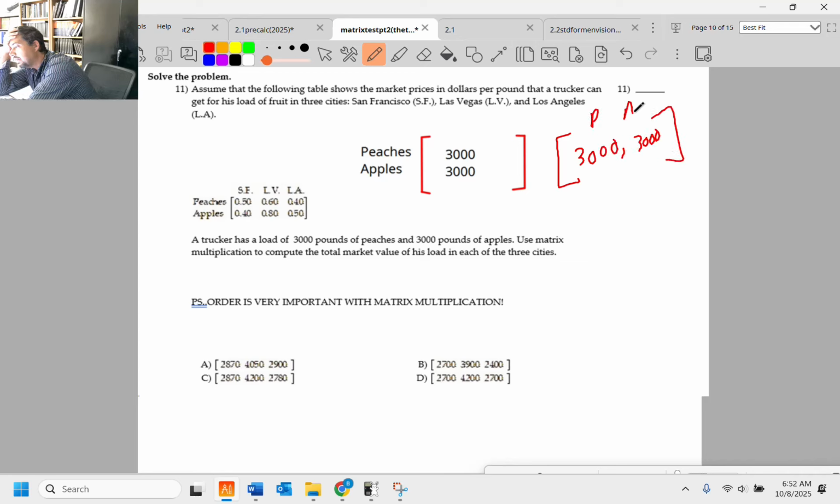And this would be peaches and apples. That's how it was supposed to be. A lot of y'all figured it out. Sorry about that.